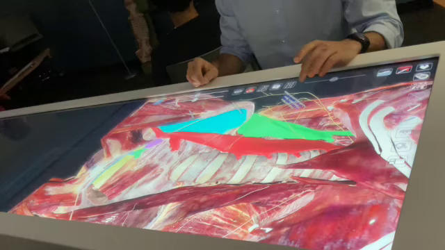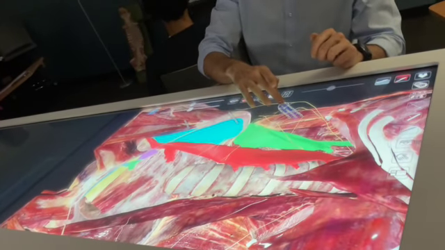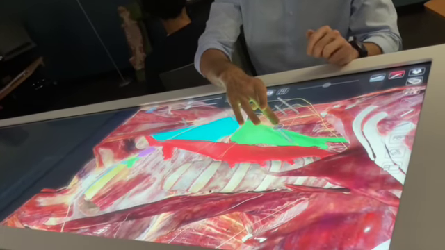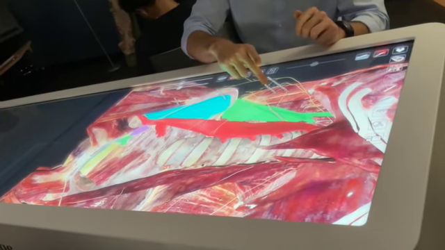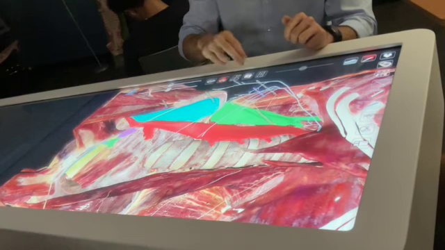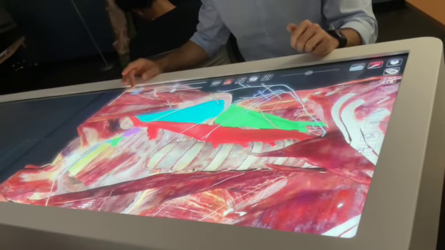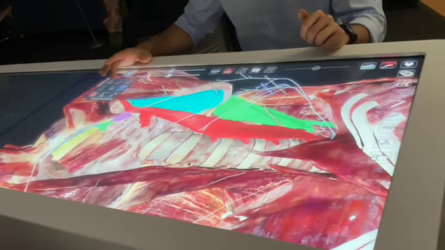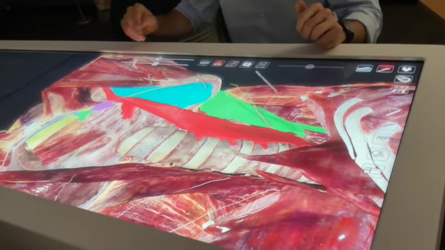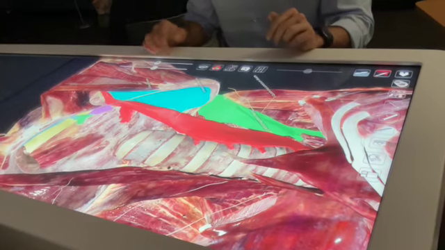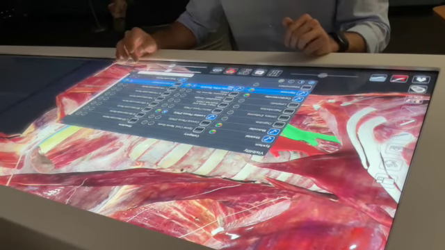So we can see our iliohypogastric right through there. Let's see if we can move this right on top of it so we can see that. I almost want to get rid of that. Let's get rid of that. It's too big. It's taking up too much space. So there's our iliohypogastric, and then let's see our ilioinguinal nerve.